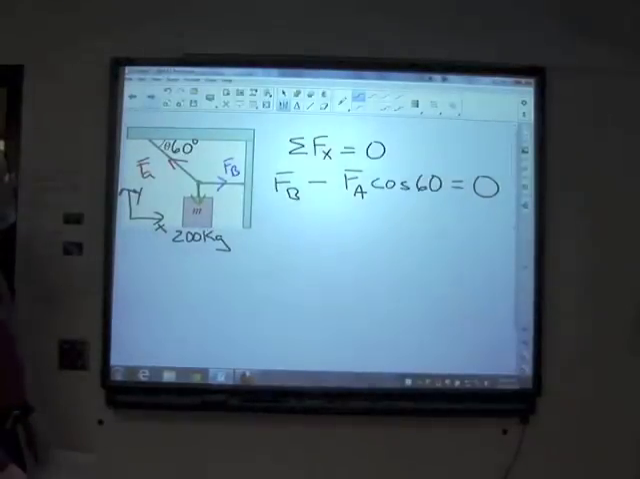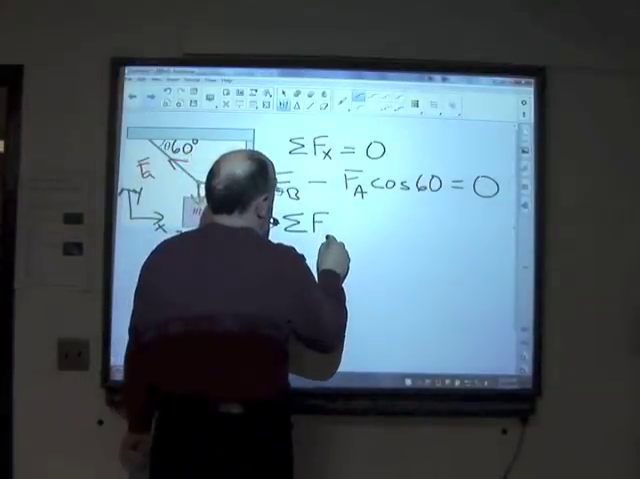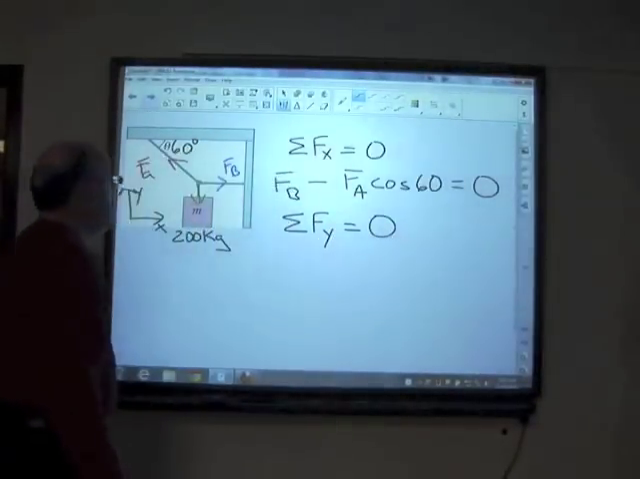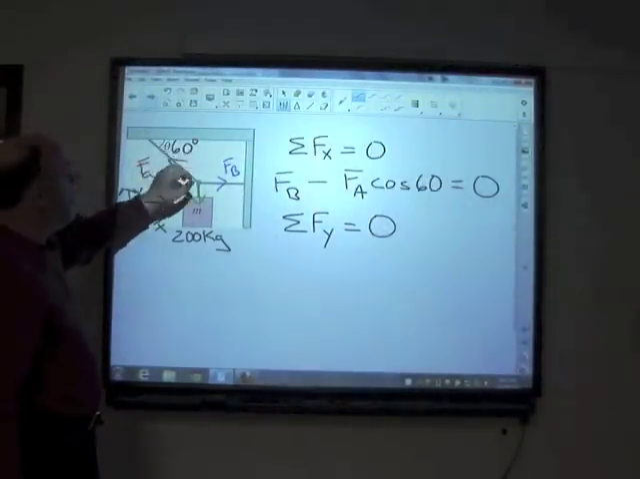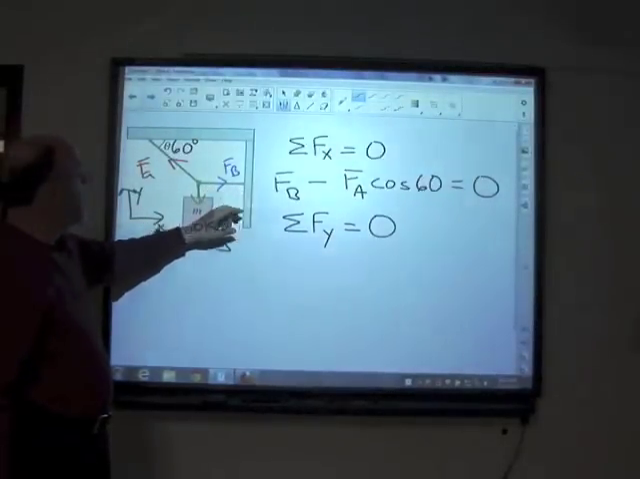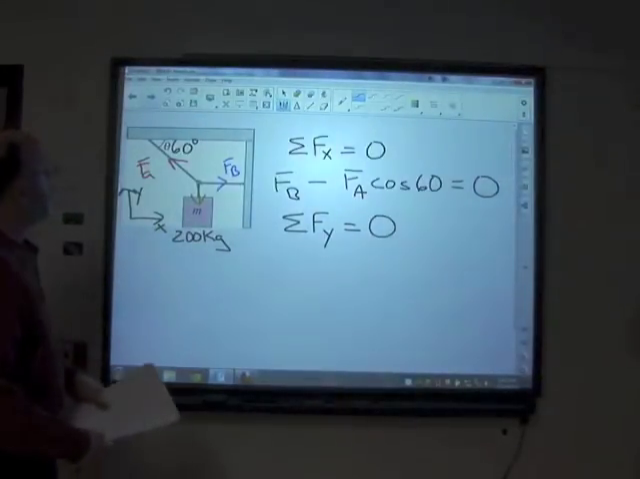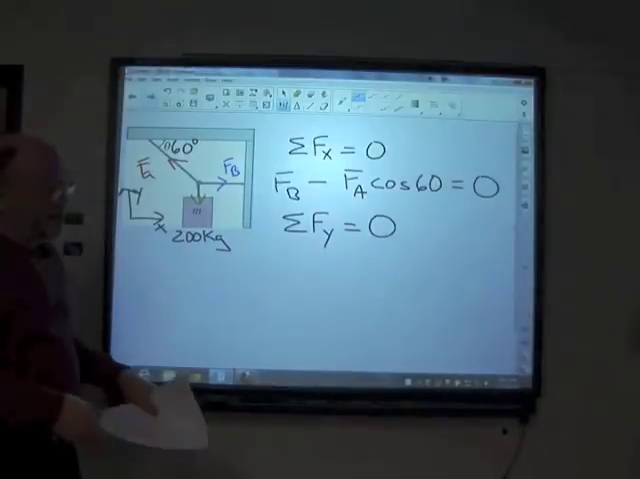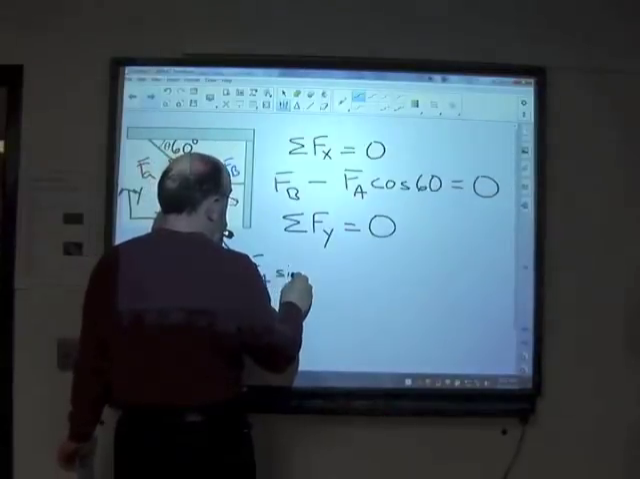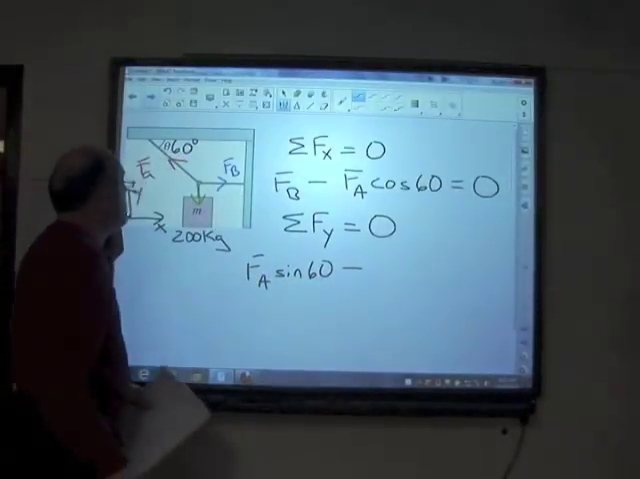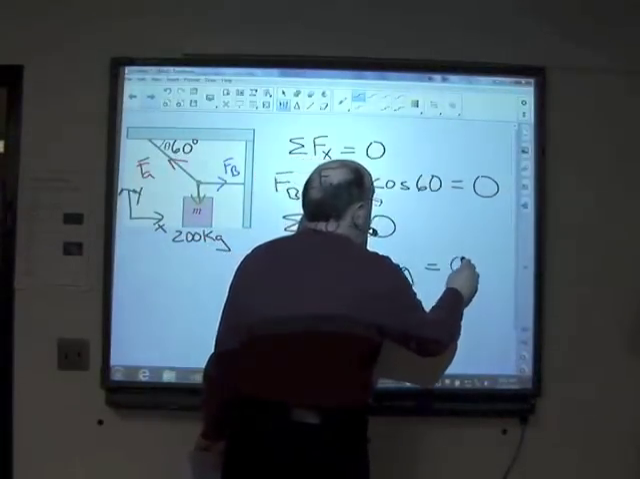Right? And then the sum of the forces in the y direction also has to equal 0. And so for my y direction components, I have the y component due to this cable. This cable has nothing in the y direction, and then the weight of the block is also acting in the y direction. So the cable part here is acting in the positive direction, and so that'll be given by F sub A sine of 60 minus the weight of the block, which will be mg, and that will be 0.